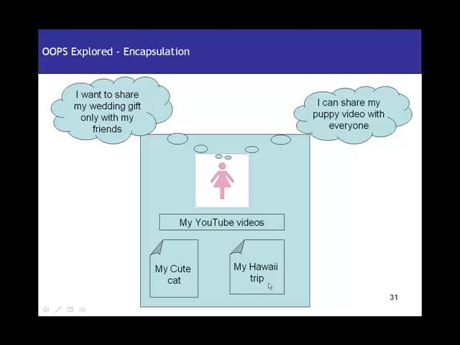So what are you going to do now? You will go to your settings and mark the cat video as public so that anyone can view that, and you're going to mark your Hawaii trip video as private, because you don't want anyone to see this video, and you give only privileged access to some of your close friends and family to watch this video, right? This is exactly the same concept as encapsulation. What you are doing here is hiding certain data from the rest of the world and providing only privileged access to that information, right?